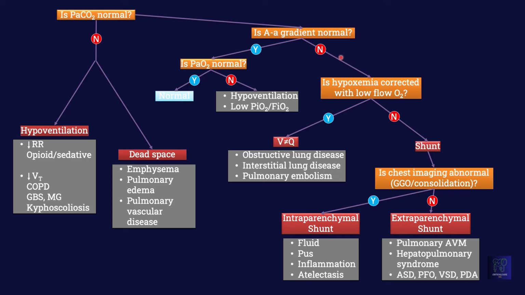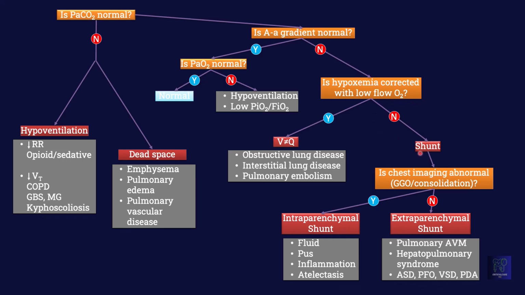So one feature that can be helpful clinically is that hypoxemia in VQ mismatch tends to be easily corrected with low flow oxygen, usually under 5 liters per minute, versus in shunt, where typically patients need much higher levels of oxygen or sometimes even positive pressure ventilation to correct the hypoxemia.